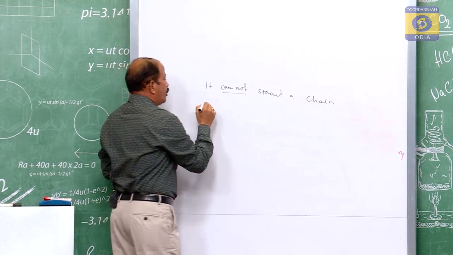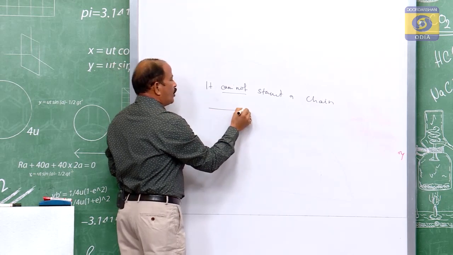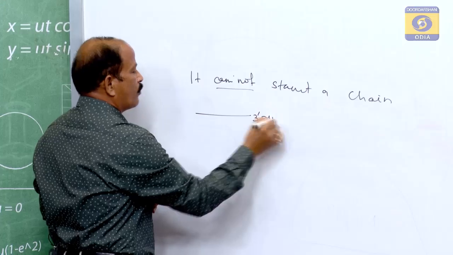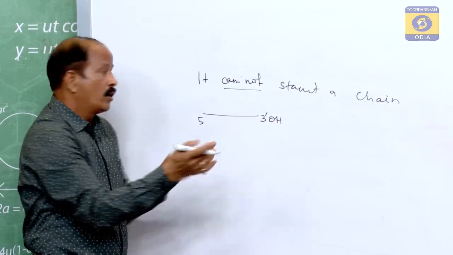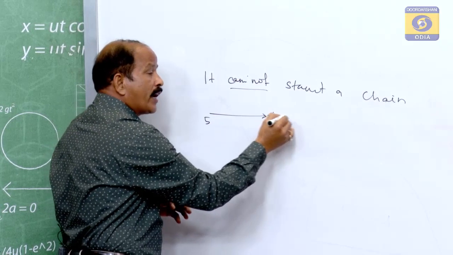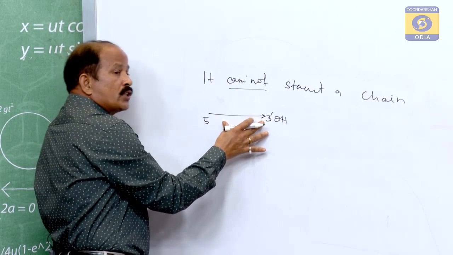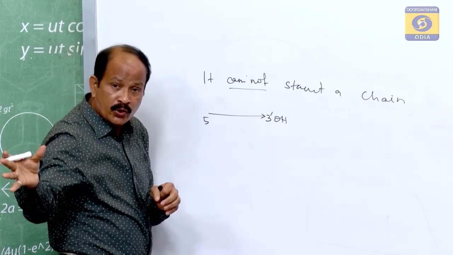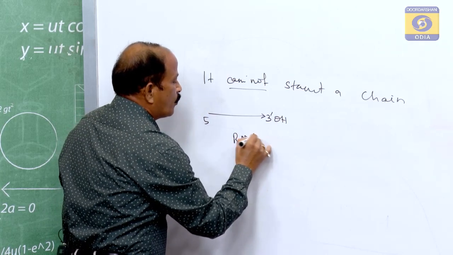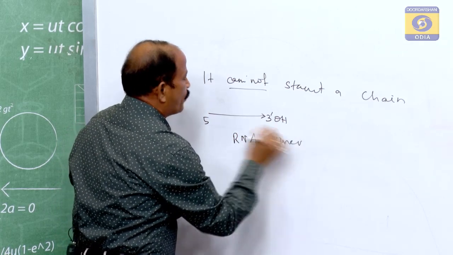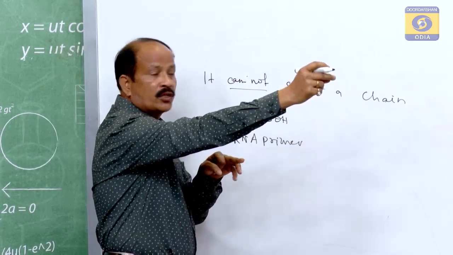So, that is why it requires a primer. It means if a 3'-OH end is available, whether it is of DNA or RNA, from there it elongates. So, now I can say this 3'-OH end in this replication process is provided by RNA primer. So, RNA primer provides this 3'-OH end from which the polymerase elongates.